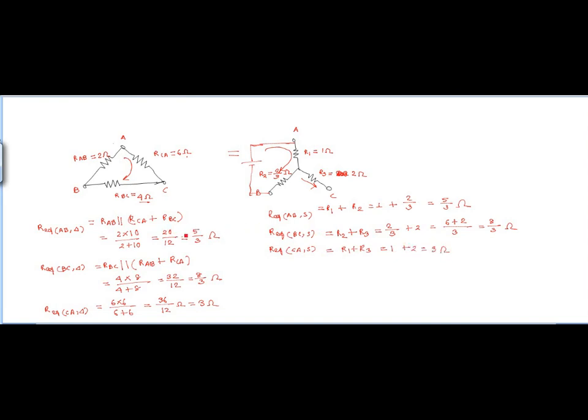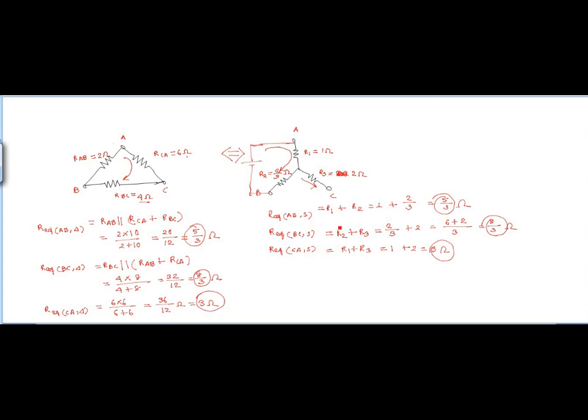Now we already found that the value of equivalent resistance between terminal A and B in delta network is 5 by 3, and in star network also the value of equivalent resistance between terminal A and B is 5 by 3. Similarly, the value of equivalent resistance between terminal B and C in delta network is 8 by 3, and the value of equivalent resistance between terminal B and C in star network is also 8 by 3. Similarly, here is 3 ohm, here is also 3 ohm. So we can say both networks are equivalent.